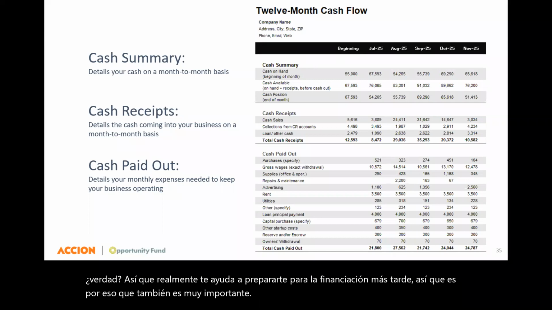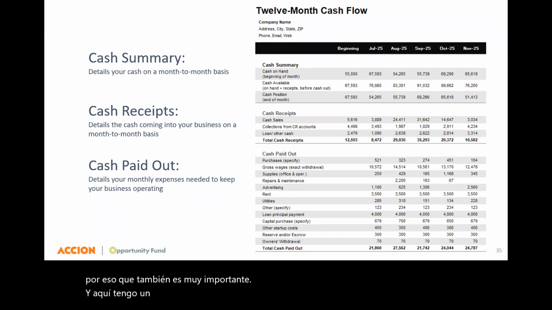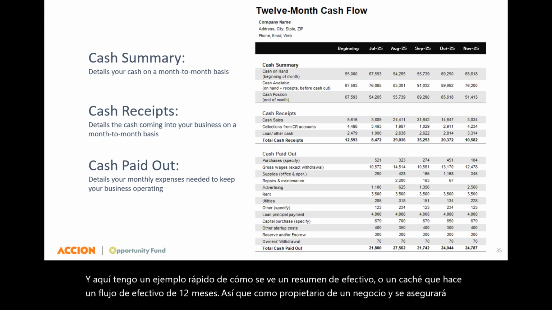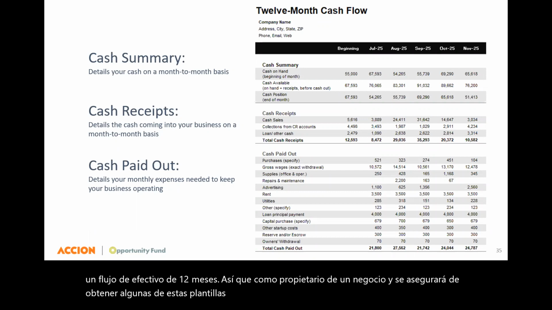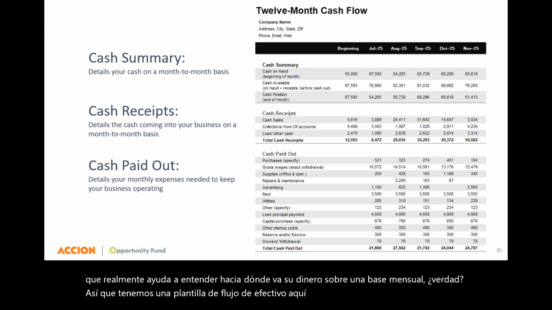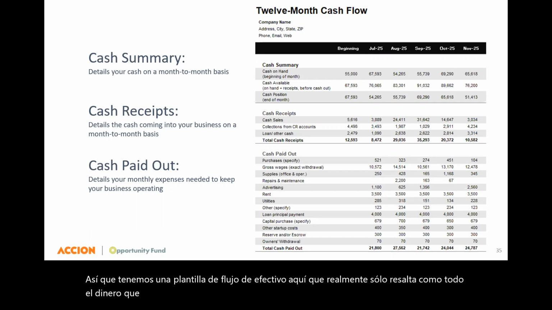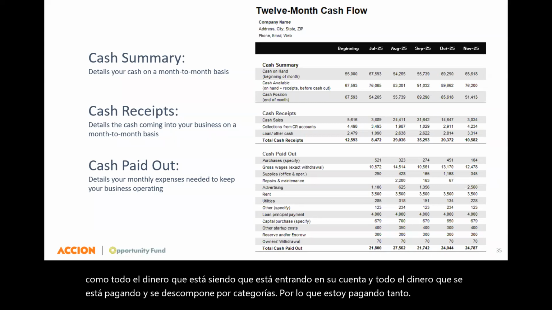And here I have a quick example of what a cash summary looks like, or a 12-month cash flow. So as a business owner, and we'll make sure to get some of these templates out for you guys as well if you're interested, it helps really understand where your money is going on a monthly basis, right? So we have a cash flow template here that really just highlights all the money that's coming into your accounts and all of the money that's being paid out. And it breaks it down by categories as far as I'm paying this much for advertising, rent, loans, whatever that may be, right?